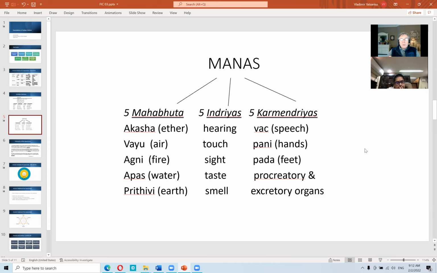So we looked into it in detail last time. I didn't speak about karmendriyas because it's altogether a very sophisticated topic, and we will speak about it later in more detail. Now it's just an introduction.